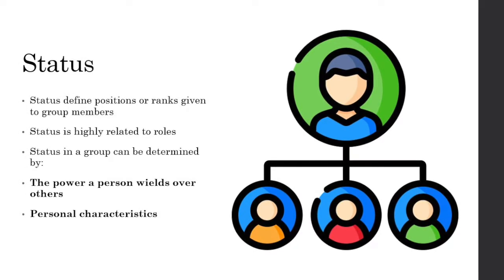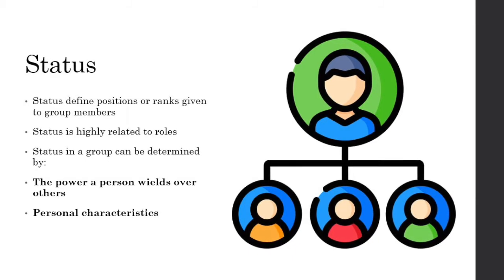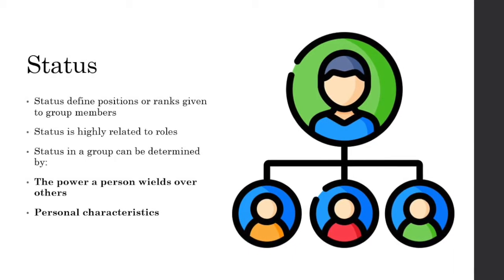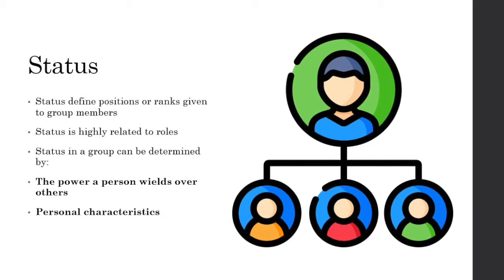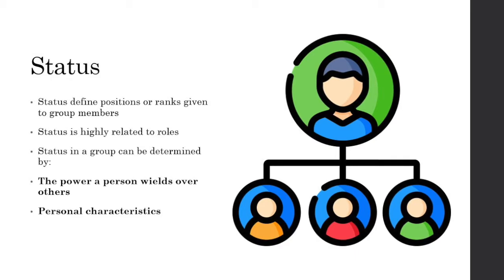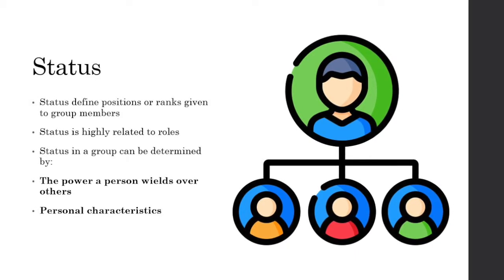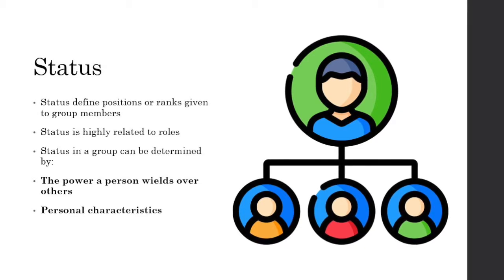The first one is the power a person wields over others, and some of the status is just given by the personal characteristics of a person. However, as I told you, it's not recommendable in this type of group to set a status, to set a hierarchy, because we think it's better that everyone can contribute to the group in order to work towards the goal.